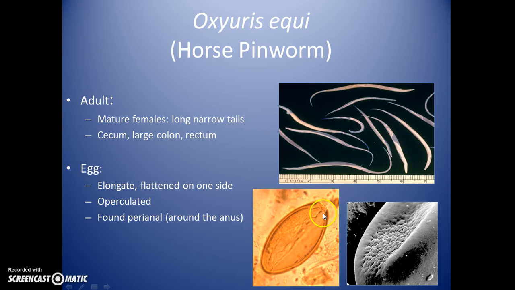Now, these eggs are operculated, meaning they have a little lid on the end of them, and this is where the larva will exit the egg. The eggs are found around the perianal region of the horse, around the anus.